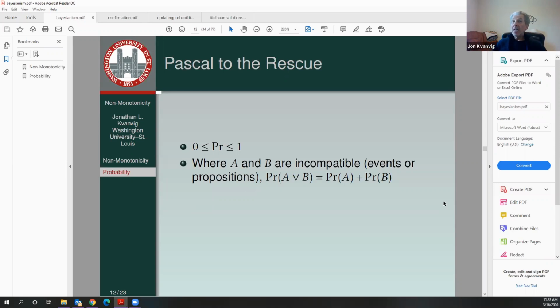So you can't get both a 6 and a 3 on one toss of a die. You can get something other than a 6 or a 3, but the disjunction of getting a 6 or getting a 3 is a disjunction between incompatibilities. So there, all you'd have to do is add. What's the probability of getting a 6? 1/6. What's the probability of getting a 3? 1/6. So what's the probability of the disjunction? 1/3. Okay, that's the disjunction rule.